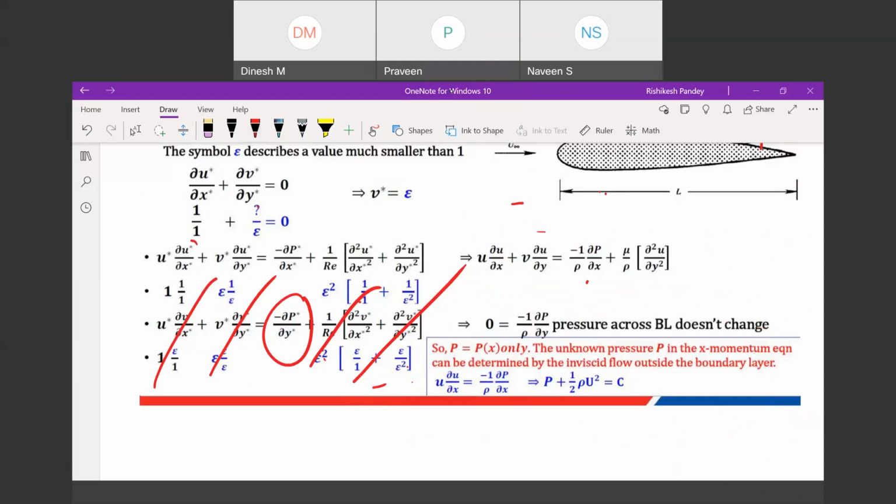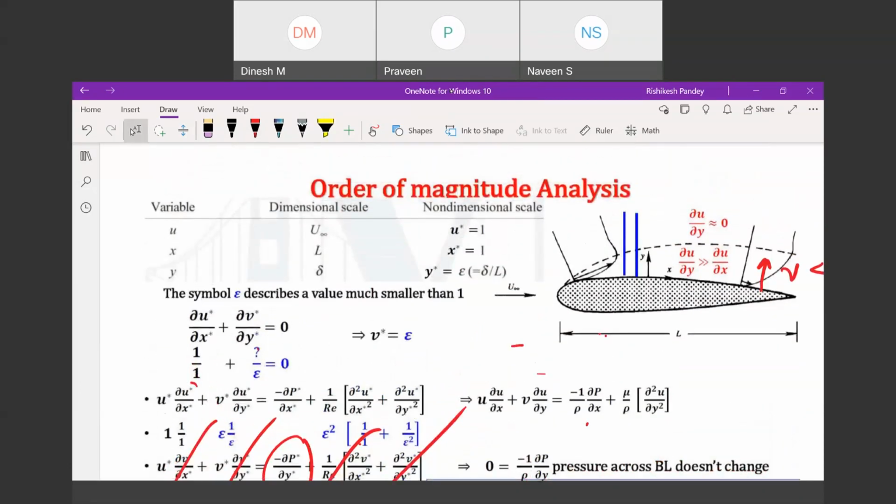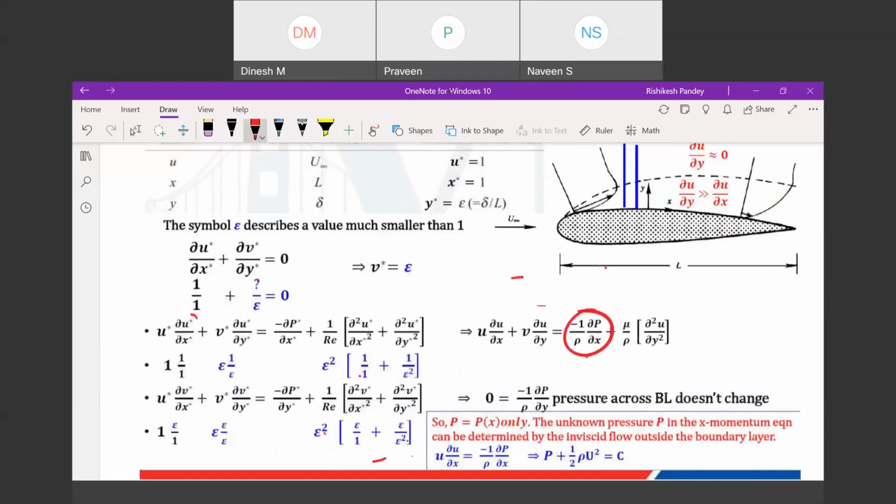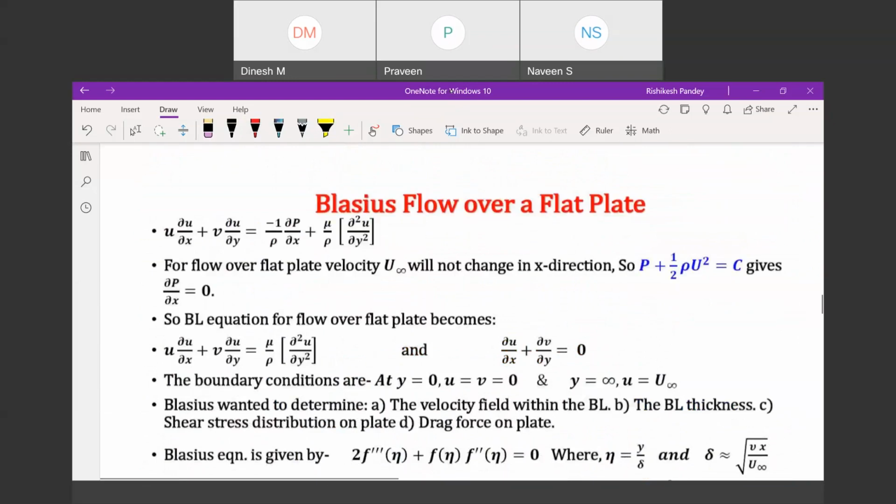Now, as the pressure is varying only in the x direction and not in the y direction, you can find this pressure gradient by going outside the boundary layer, applying Bernoulli's equation outside, and you can find this particular thing if you want. So the first conclusion I have already told you.